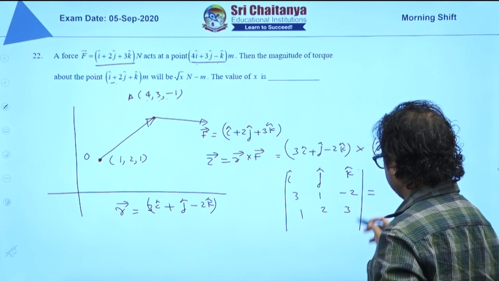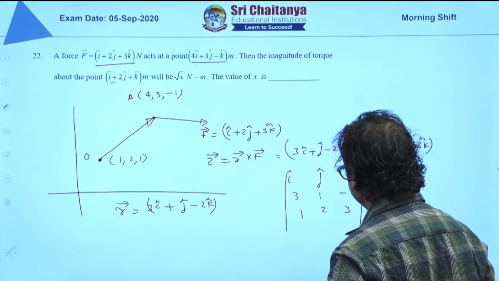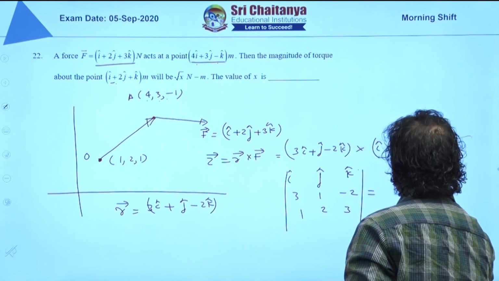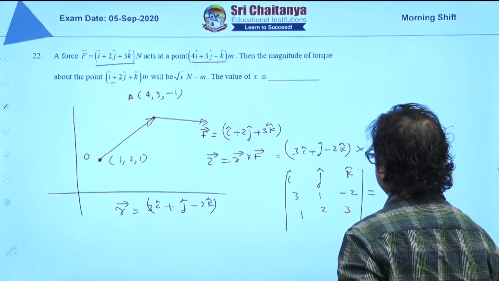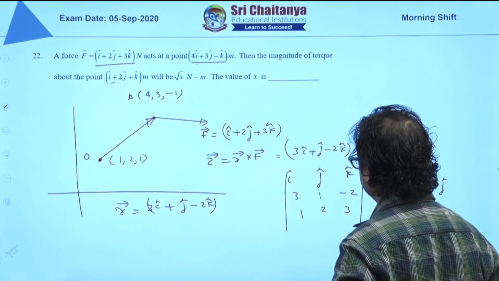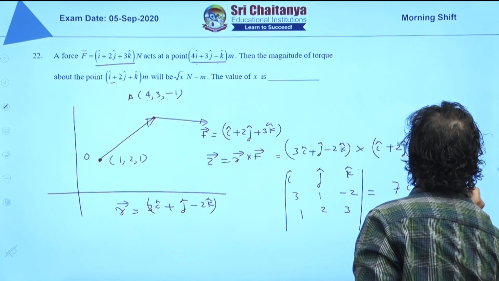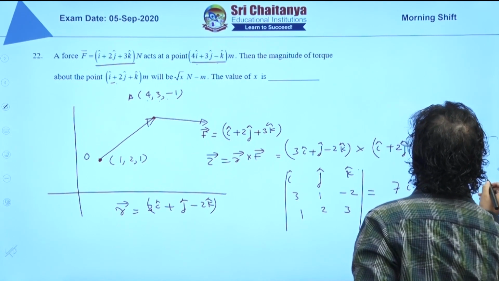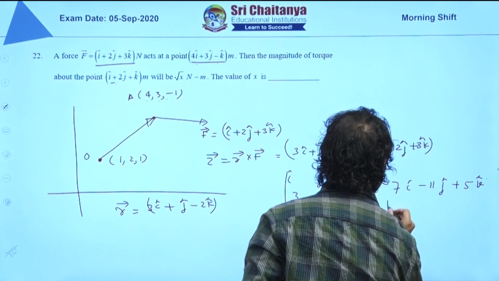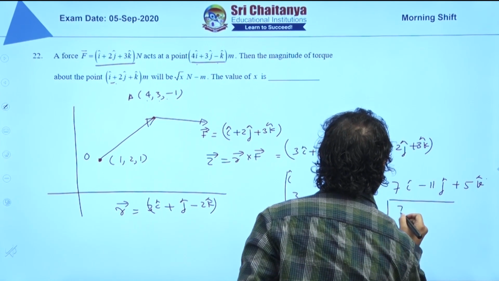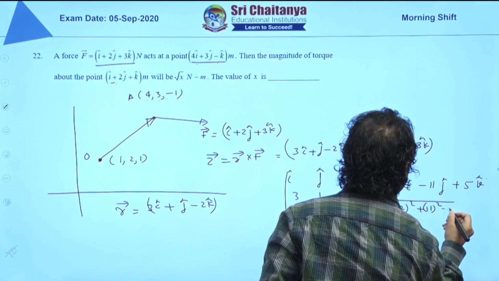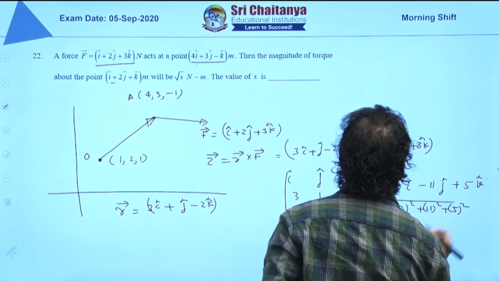For j, how much are we getting? Minus 2 minus 9, so minus 11 j cap. For k, it is 6 minus 1, so that is 5 k cap. We want to find the magnitude. So, that is nothing but the root of 7 square plus 11 square plus 5 square.